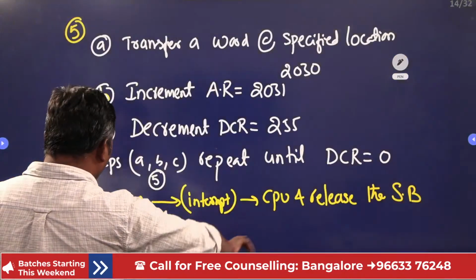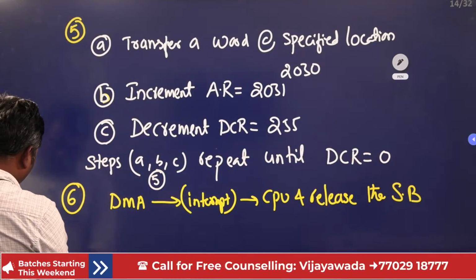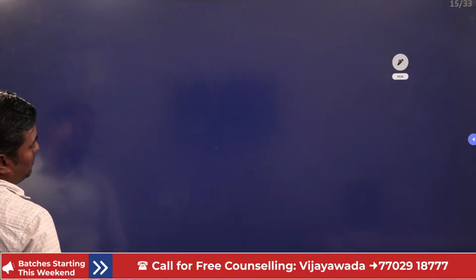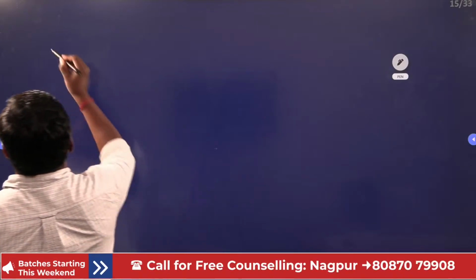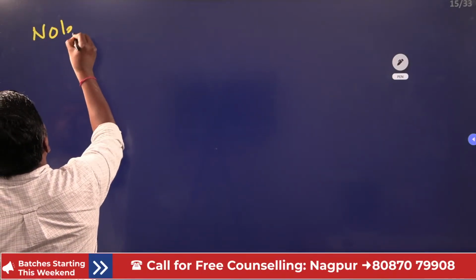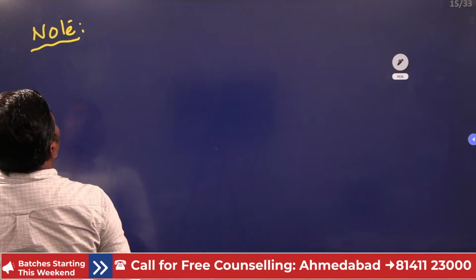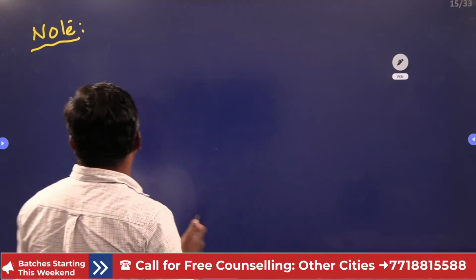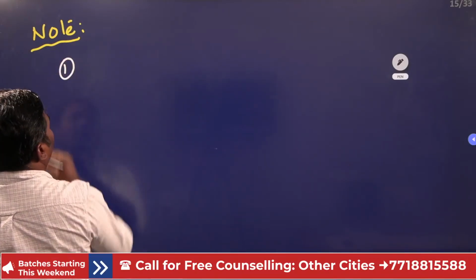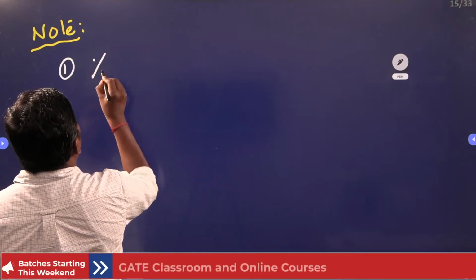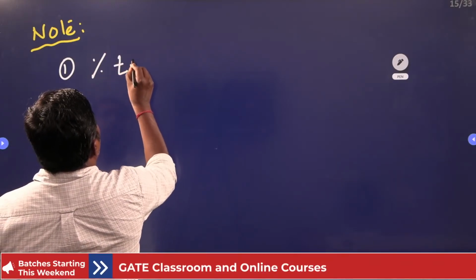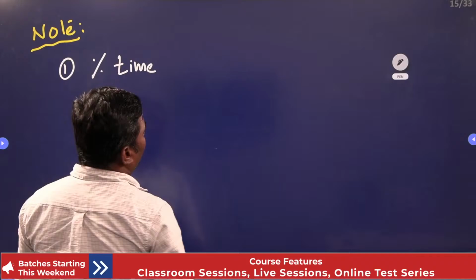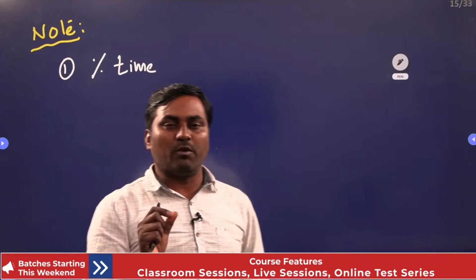Before solving this question, some observations, some important note points. Observe all of it. I am marking this as a note point, which is very important for solving questions on the DMA controller. You mark it, everybody. Note number 1: percentage of the time. See what happens, I'll tell you why I'm marking this one.